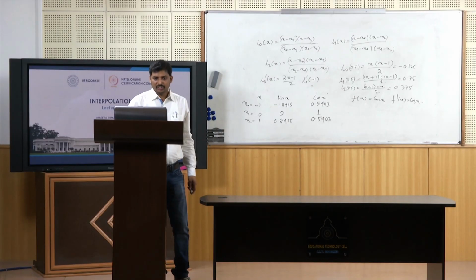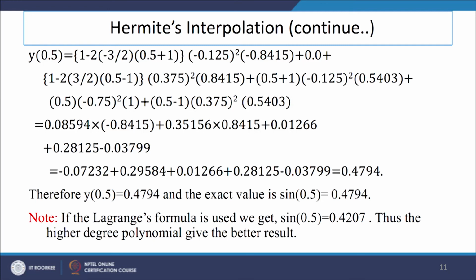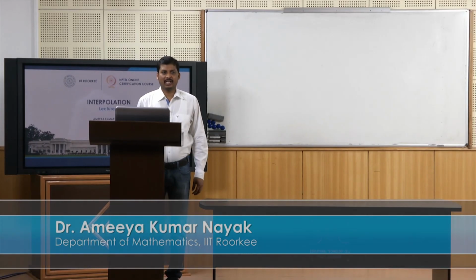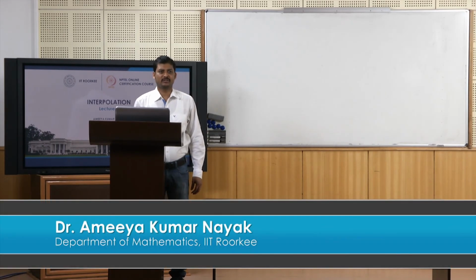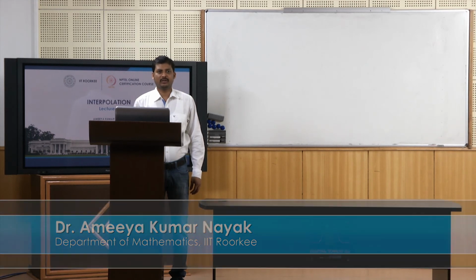So finally if you put these values, then we can get this value as 0.4794 here. Therefore y of 0.5 we can write as 0.4794, and the exact value of sin 0.5 can be represented as 0.4794. If Lagrange's formula is used, we get sin of 0.5 as 0.4207, but for a higher degree polynomial it can provide a better result. Thank you for listening to this lecture.